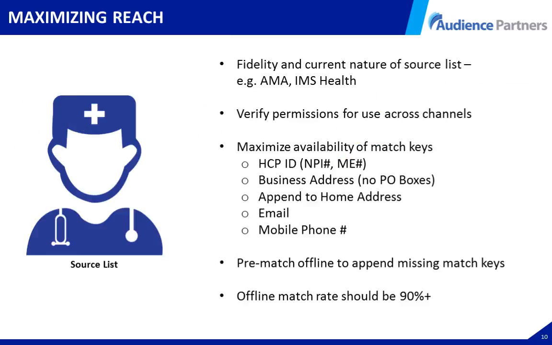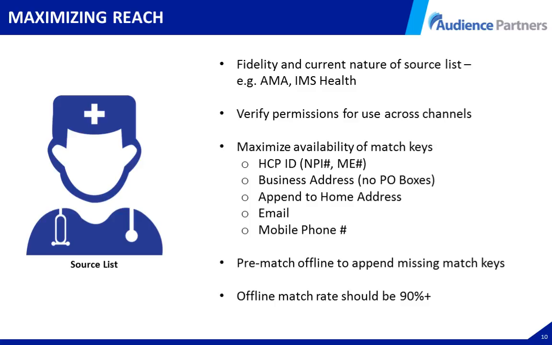First is making sure your source list is built so that it matches at the highest possible rate. So this goes to the fidelity of the source list, the current nature of the source list. HCPs, like anybody, will change addresses, will move around, will retire, will enter the market, all of these different things. Our always-on HCP list is sourced from an AMA licensee, and many roads, in fact, do lead back to the AMA. But certainly there are other providers, for example, IMS Health, that can provide you source lists. We've seen good lists and we've seen bad lists. So there is some list hygiene that really does influence the match rate, which can vary pretty significantly.